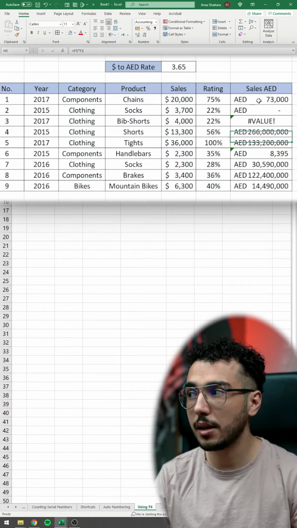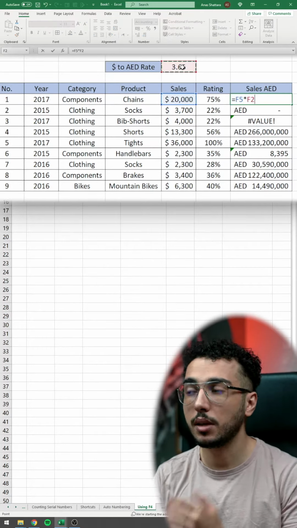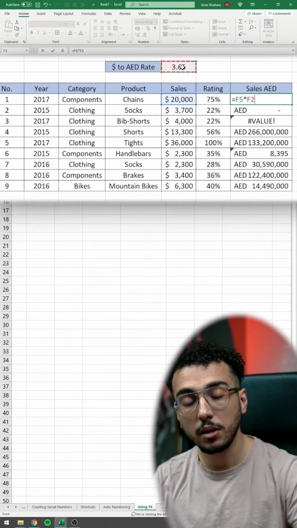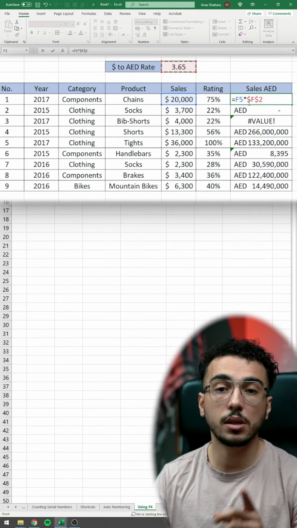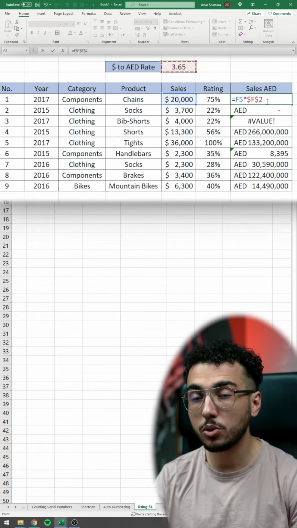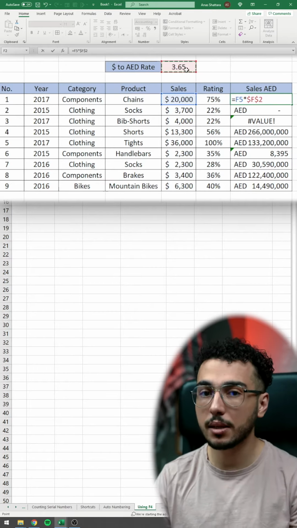manually. Instead, the formula would be equal sales multiplied by the exchange rate, but I would click F4 to lock the cell. So you can see both dollar signs on the letter F and the number 2, meaning that the column F is fixated and the second cell.